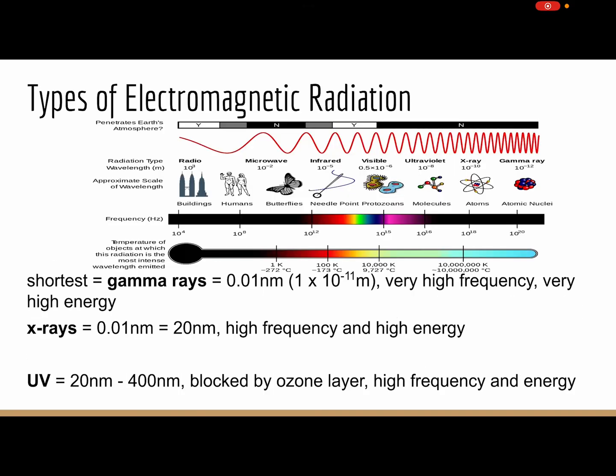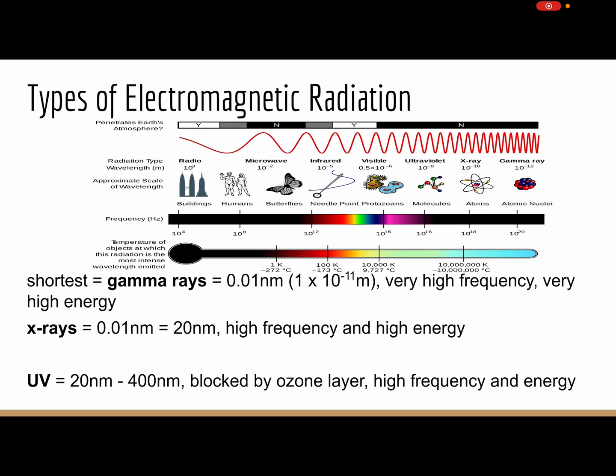Okay, so we have types of electromagnetic radiation. Again, we just talked about these. So the shortest are gamma rays, at 0.01 nanometers. So that's 1 times 10 to the negative 11th meters. So it's a very crazy high frequency, which also means it has a ton of energy behind it. X-rays are 0.01 nanometers to 20 nanometers. It has a high frequency. It also has a high amount of energy.